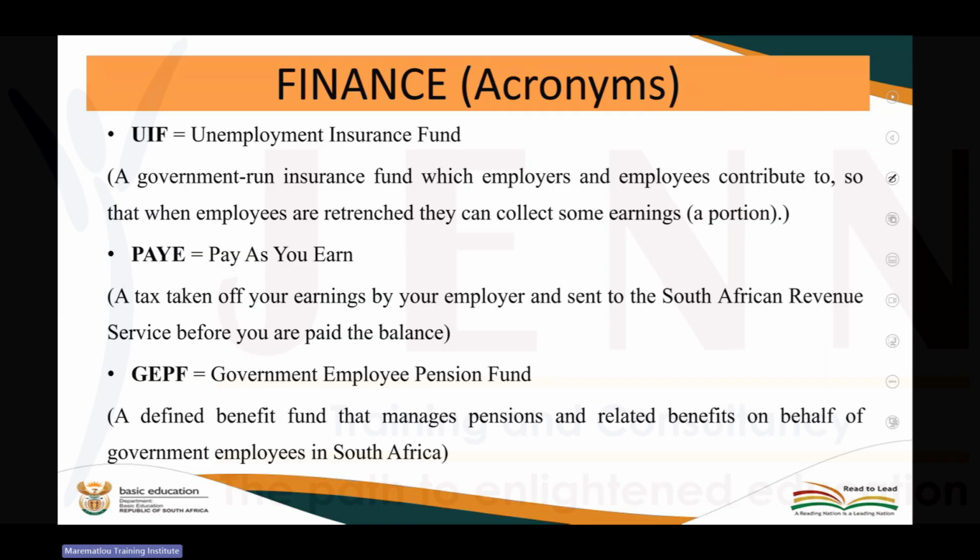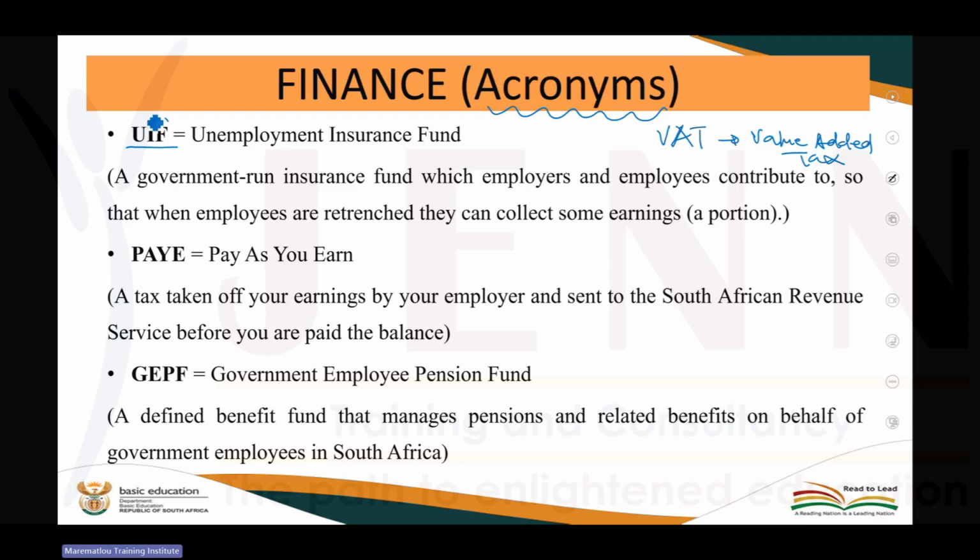All right. Now let's continue, again still under the terminologies. UIF, we have what you call the acronyms. This is something like an abbreviation, but we call them acronyms. The UIF, the pay as you earn, the GEPF. What is the other one? Yes, you are right. VAT. What is the acronym for VAT? It's value added tax. You should know this starting from grade 10, but others are still getting it wrong.